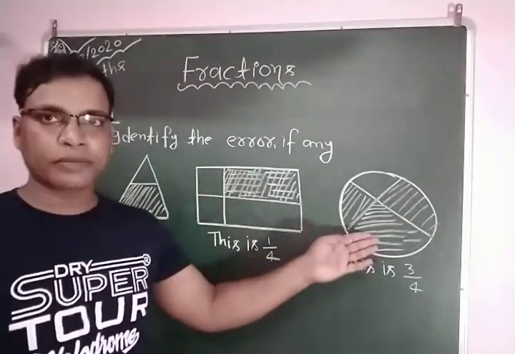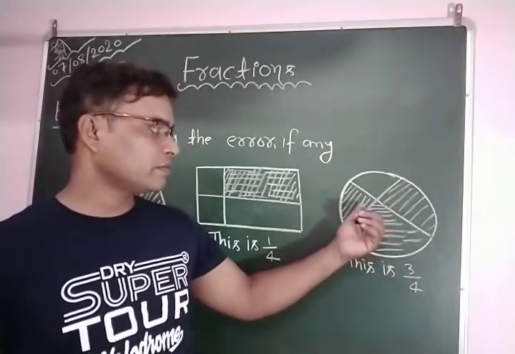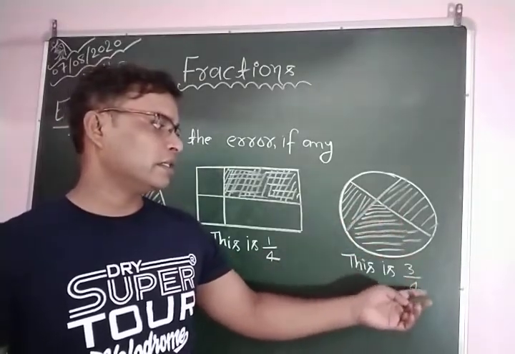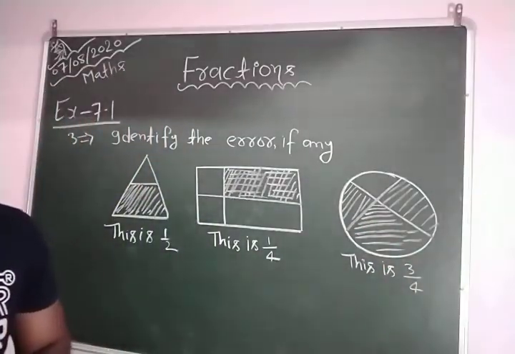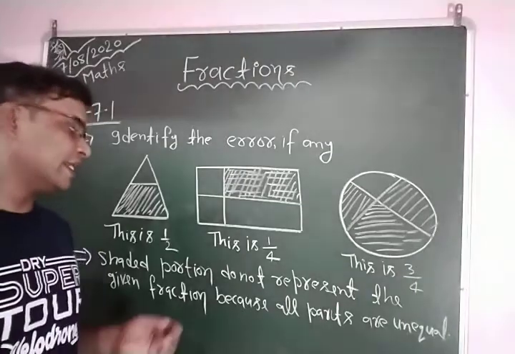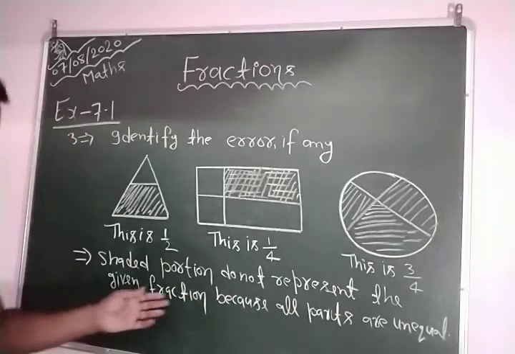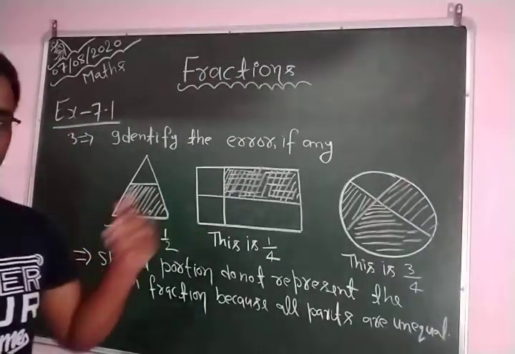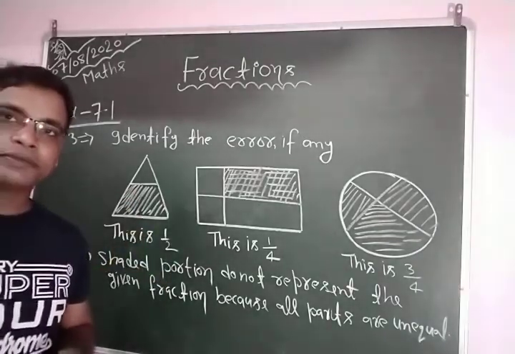And here also you can see 4 parts and the given fraction 3/4. All parts are unequal, so we can say this does not represent the fraction. So in this way you can write: the selected portion does not represent the given fraction, because all parts are unequal.